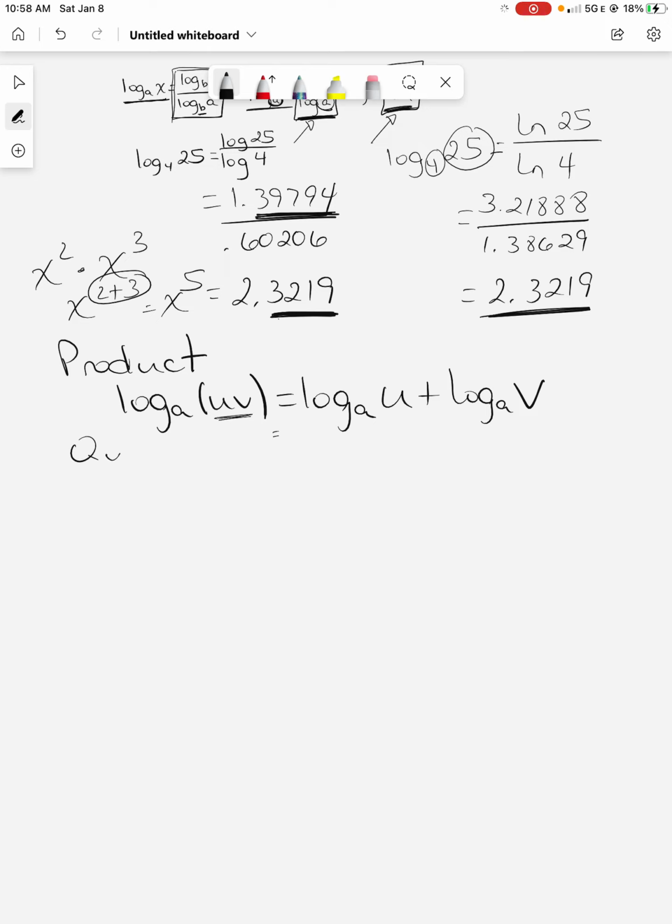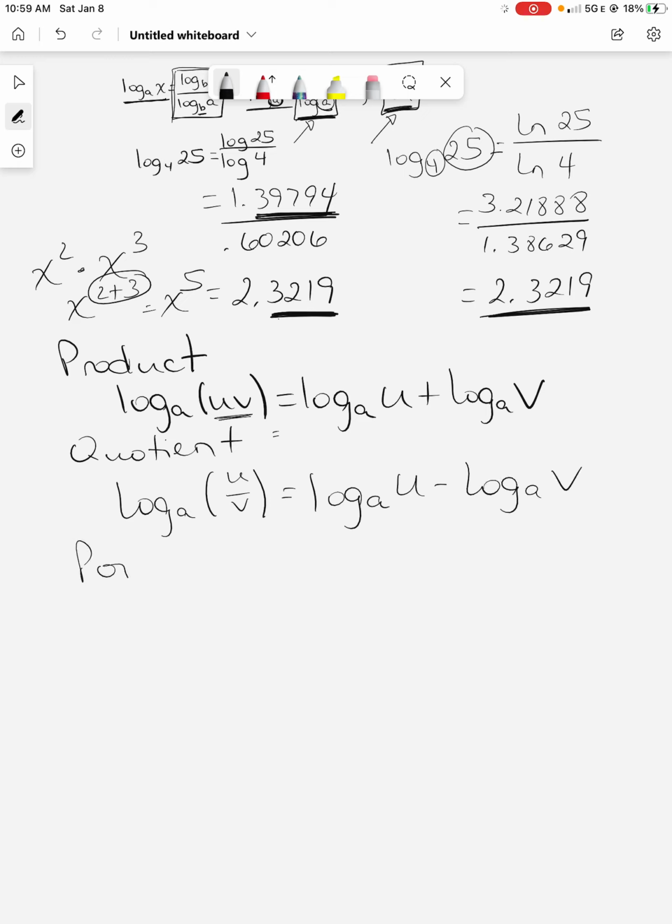The quotient property is similar. It says that when we divide u and v, that really is subtraction. We can rewrite it as log base a of u minus log base a of v. The power property says that when we have log base a of u to the n, that really is just multiplying, so the n can come out front and be multiplied times the log base a of u. Okay, so these power properties, quotient property and product property, will help us simplify logarithmic problems.